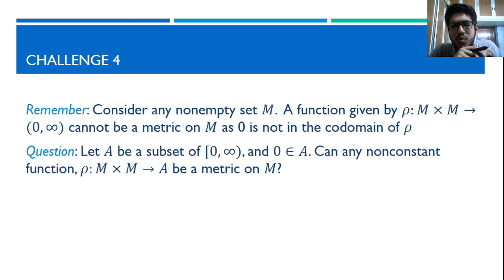Now, which fact am I playing with here? Earlier I pointed out that 0 should be there in the range. And here I am saying a set A which contains 0. That's assured. And I am asking if this can possibly be a metric. The fact I am playing with is that in the definition it said the range should contain 0. And here A is not the range, A is the codomain again. A contains 0, that doesn't assure that the range contains 0.